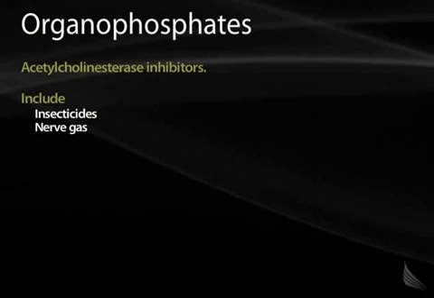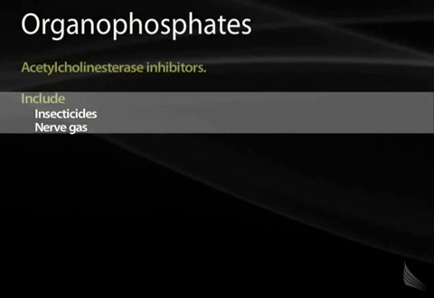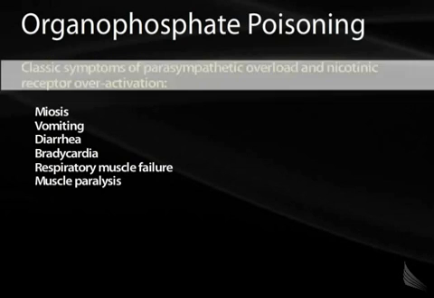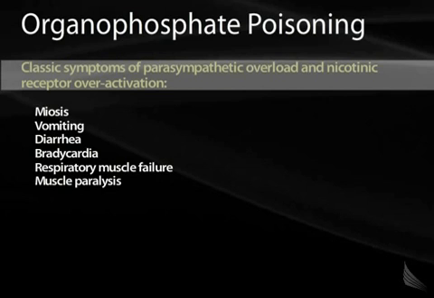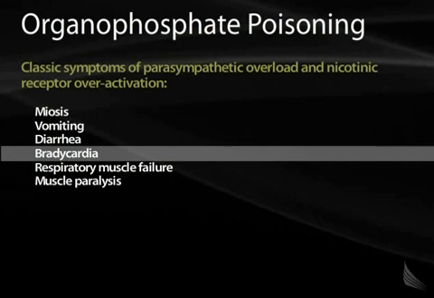Organophosphates we've already talked about pretty extensively. They are actually acetylcholinesterase inhibitors. They include insecticides and nerve gases. Remember the signs of organophosphate poisoning for the test, including miosis, vomiting, diarrhea, bradycardia, basically acetylcholine overdose.